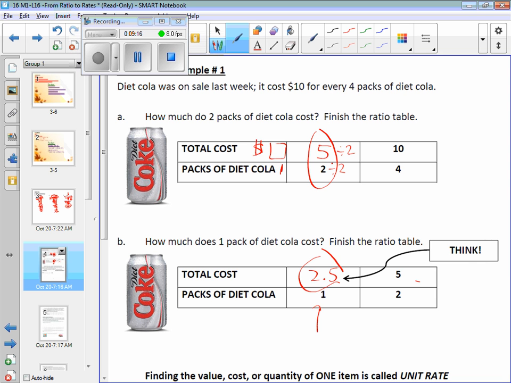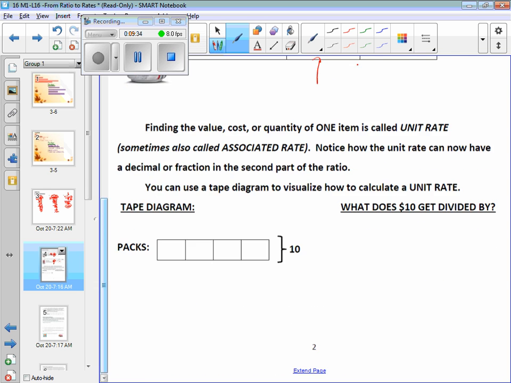If you get to this 1, if I force this 2 into 1, I've divided my 2 by 2. If I do the same thing to my top ratio quantity, which I need to do, you get 2.5. In some ratio tables, will you get as low as 0.5? Absolutely. Not here.